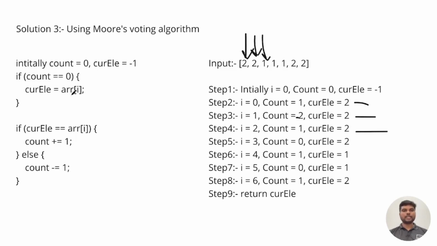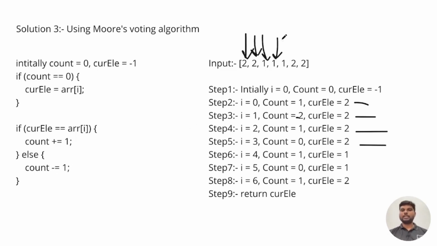In the next iteration we will start considering this 1. Is the count 0? No, that's not the case. Is the current element equal to array of i? Well, the current element is still 2 and array of i is 1, right? Then again we will go to this else condition and we will decrement the count. So count becomes 2 and current element will stay as 2 only.